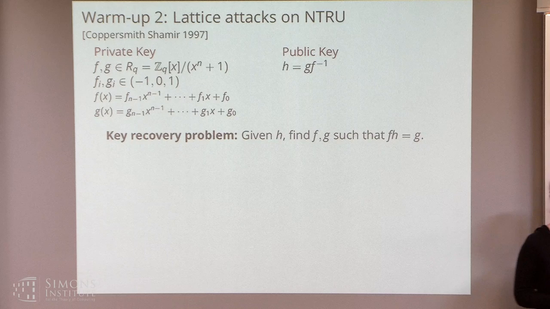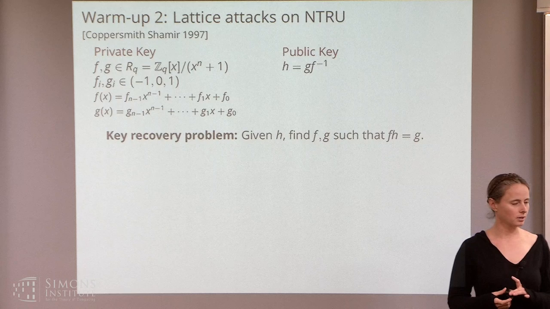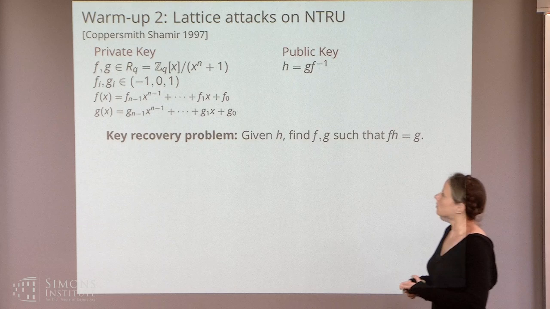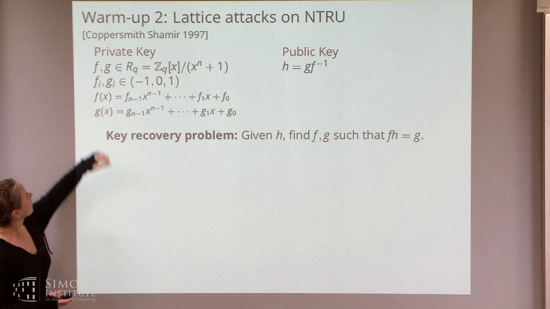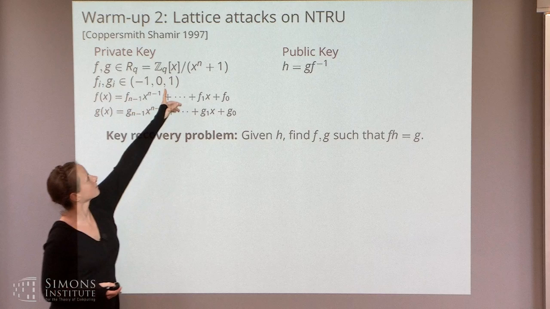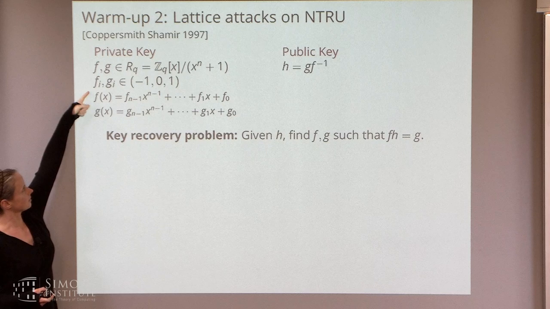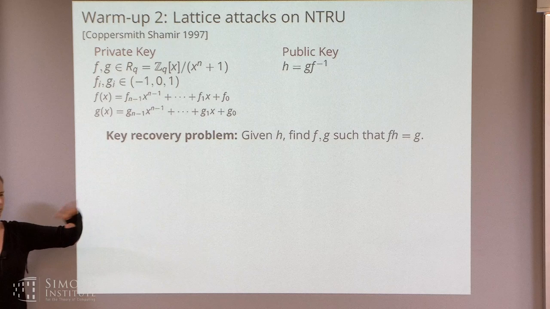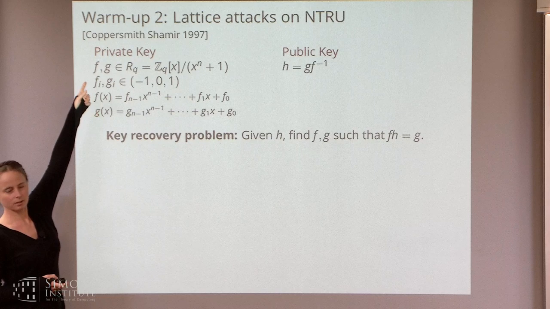Our warm-up number two is NTRU. We already saw NTRU at least once in the past couple of days. Super quickly, we have our ring, where we're working with polynomials with coefficients mod q, mod x to the n plus 1, and then we take two small polynomials, in the sense that the coefficients are in negative 1, 0, or 1, roughly equally distributed between them. We take two randomly generated polynomials of that form in this ring, and then the public key is g f inverse.